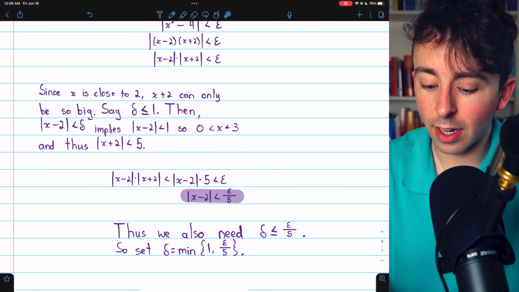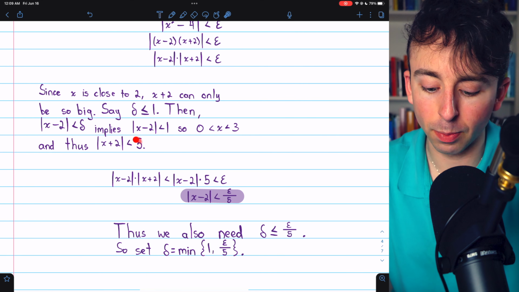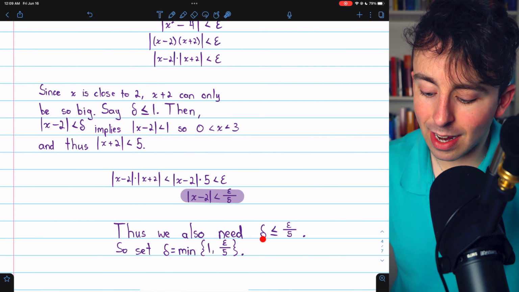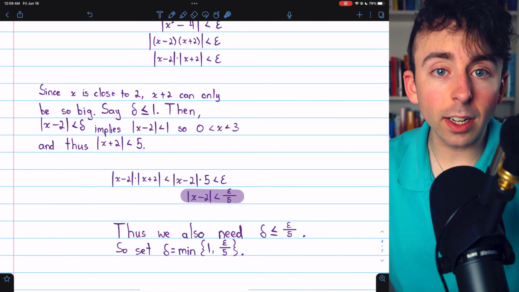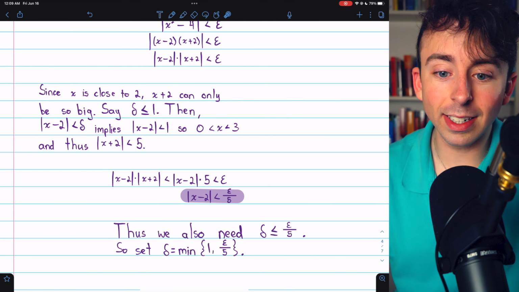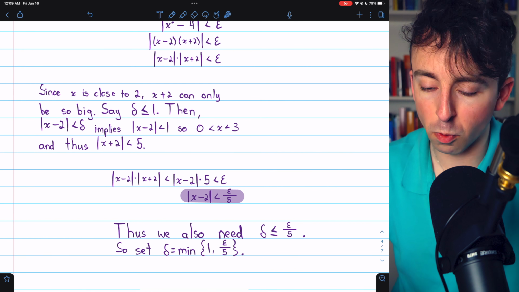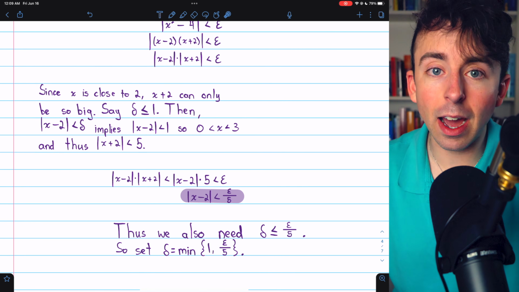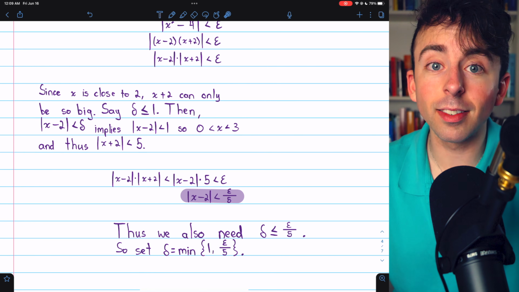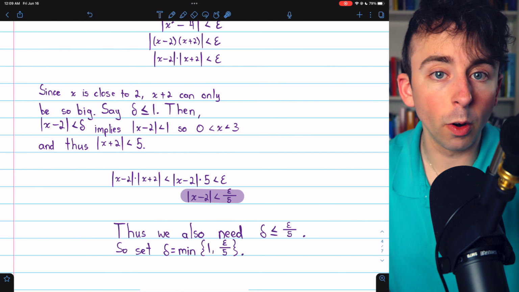So this is another condition we need to satisfy. We need delta not only to be less than or equal to 1, so that we have this bound on x plus 2, but we also need delta to be less than or equal to epsilon over 5. We can accomplish satisfying both conditions by setting delta equal to the minimum of those two requirements, the minimum of 1 and epsilon over 5. That way, it's guaranteed that delta is less than or equal to 1 and less than or equal to epsilon over 5.